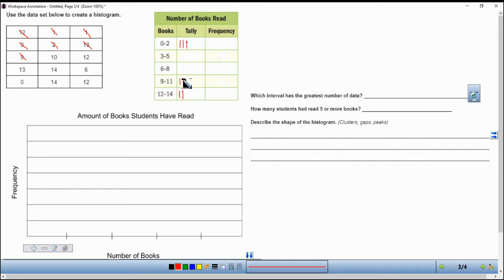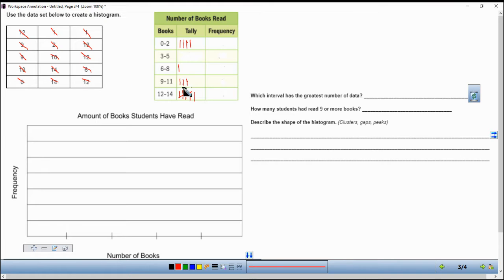What's nice is that, and this will be true on the test too, you have the intervals here. We're going to have to write them down on the graph, on the histogram. But the test gave you the different intervals, which is nice because sometimes it can be difficult to determine what would be the best interval to use. Looks like 3 to 5 has nothing in there, and that's okay.